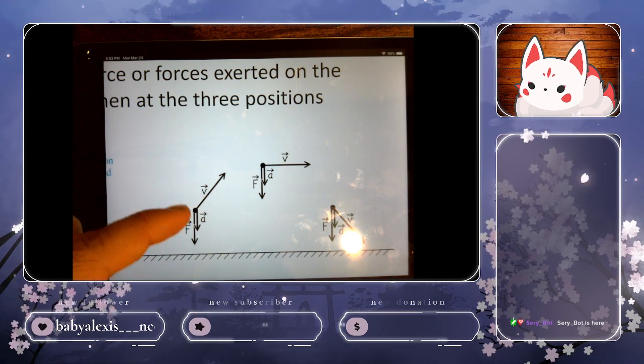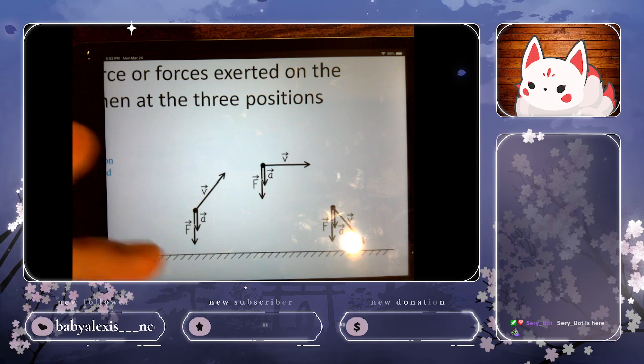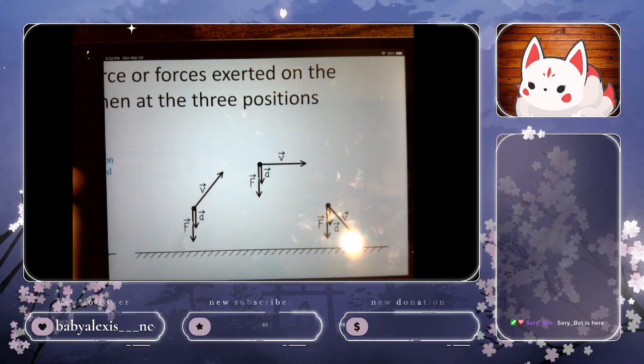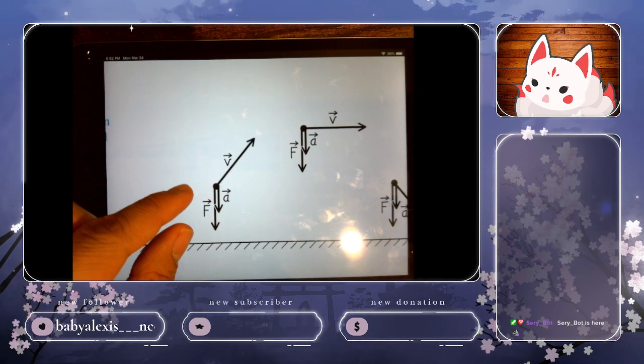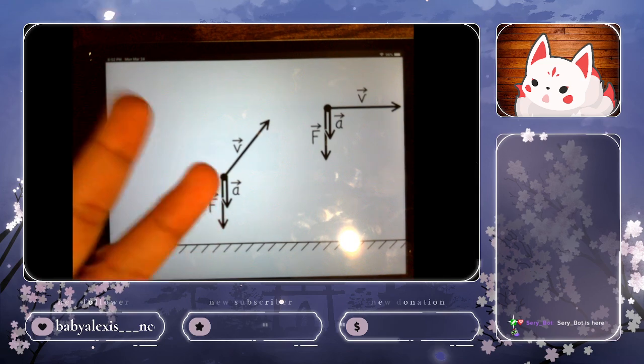Oh, yeah, and here's the forces. Velocity, velocity, velocity. That's not force. These are the force things. I don't know why there's two force. Oh, they're just listing all three. There's velocity, force, and acceleration.